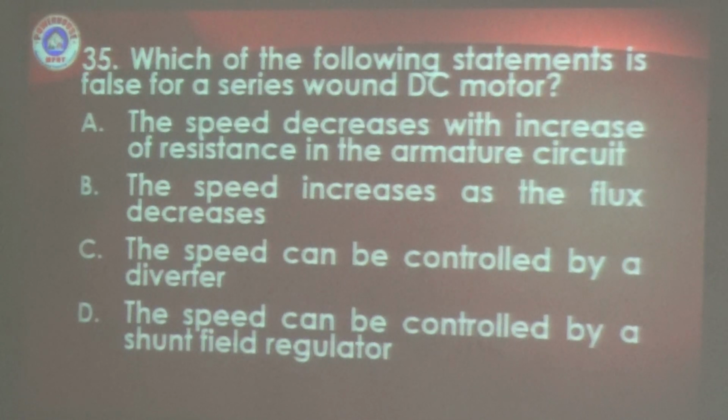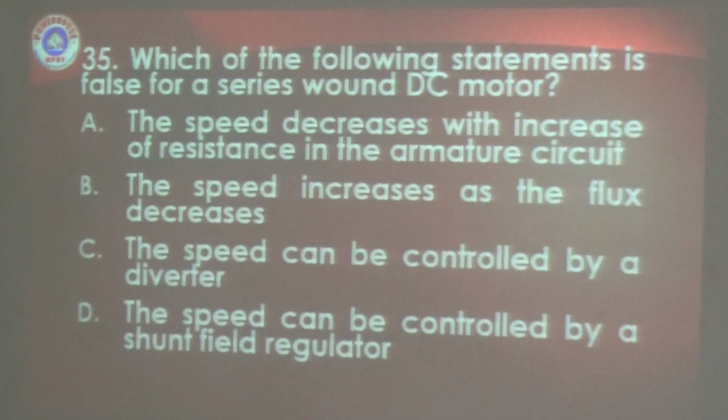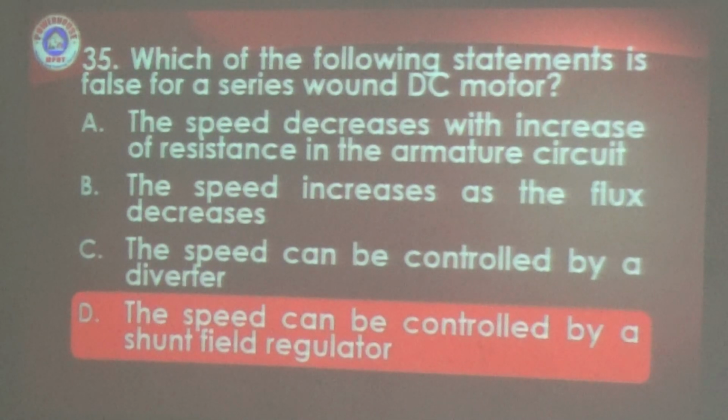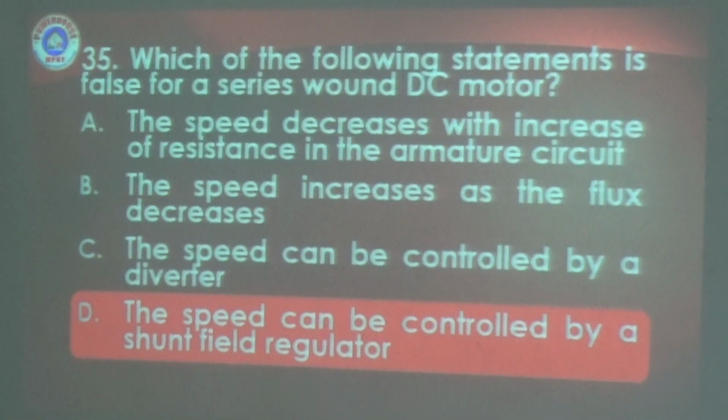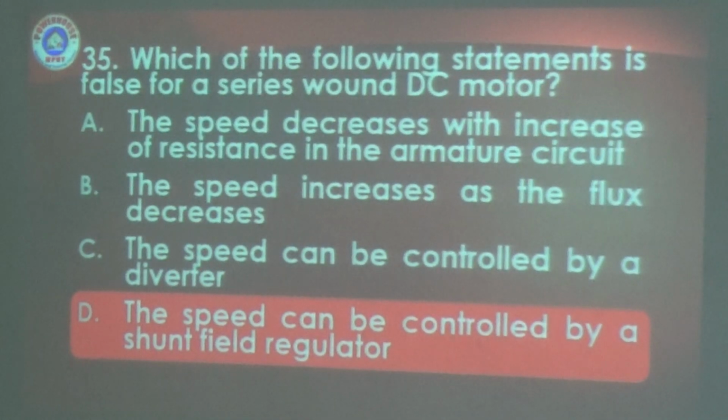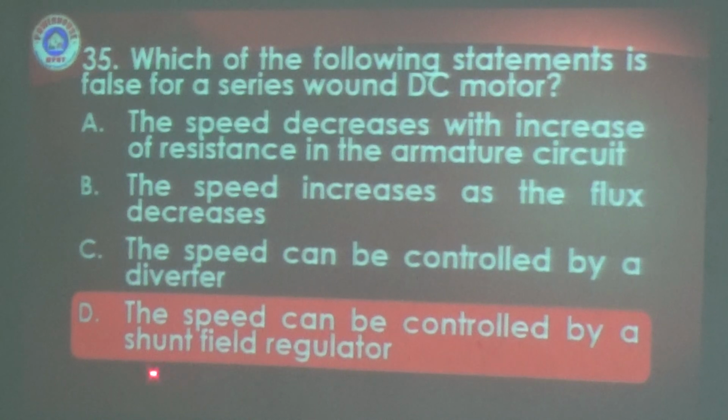Mahaba. Ano? A, mahaba, B, sir. C, D. Mahaba. A. Mahaba, sir. C. Hindi dapat B. B lang false. Perfect. B nga. So the speed can be controlled by a shunt field regulator. Series na yan. Bakit? Hindi mo makakontrol ng shunt field, kasi nakaparallel na.